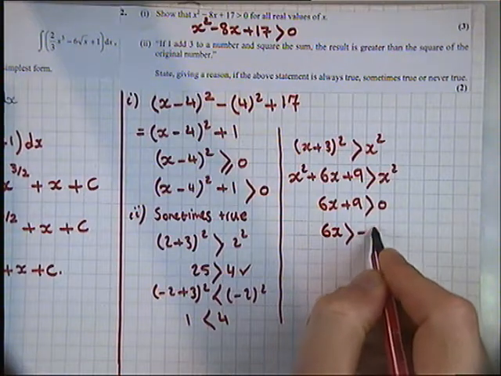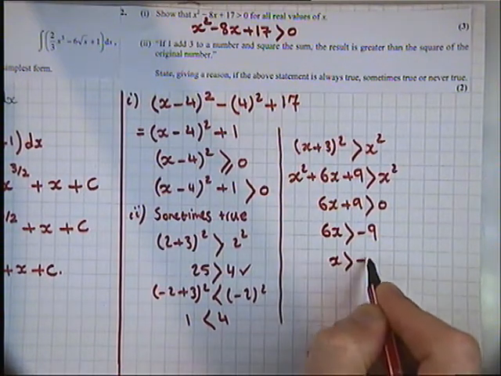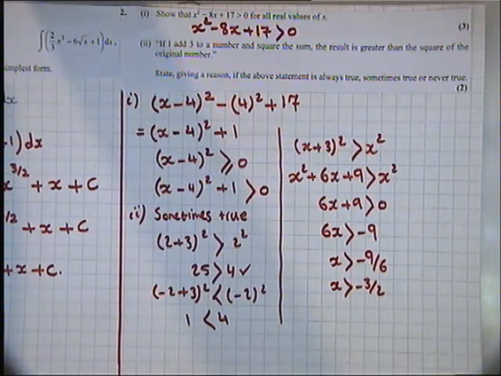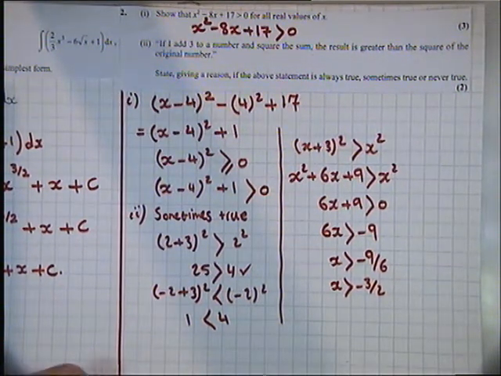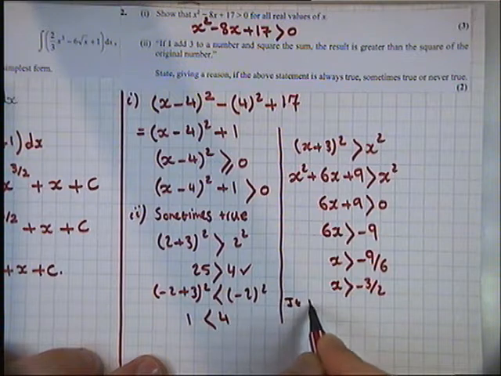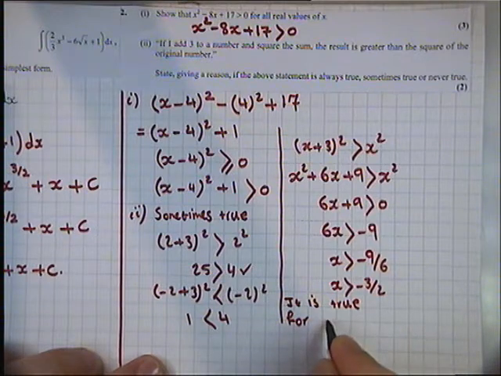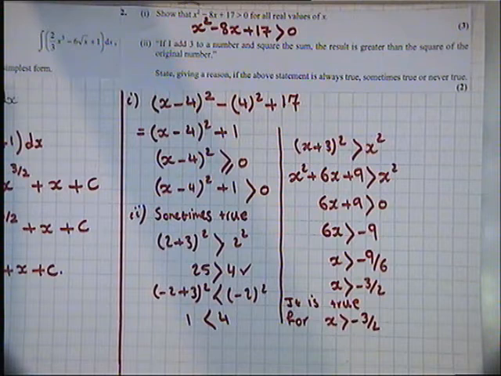6x is greater than minus 9, and x is greater than minus 9 over 6, or x greater than minus 3 over 2. So therefore, it is true for all the values of x greater than minus 3 over 2. So it works for x greater than minus 3 over 2. Let's move on to question 3 now.